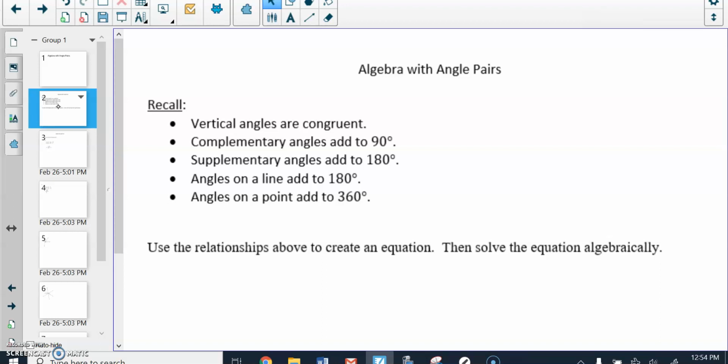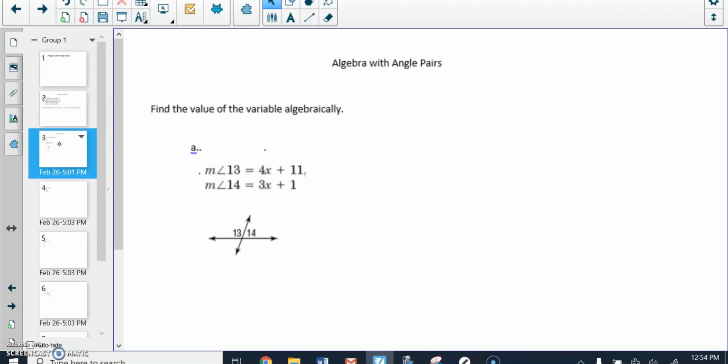So we can use these relationships to write an equation, and then we can solve the equation algebraically using inverse operations. So find the value of the variable algebraically.